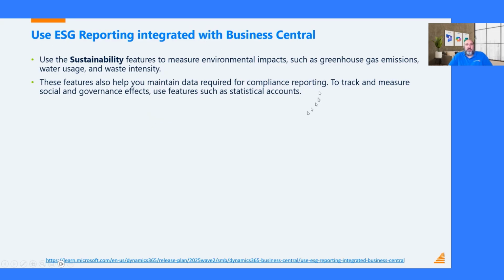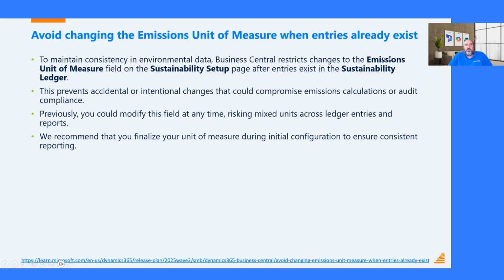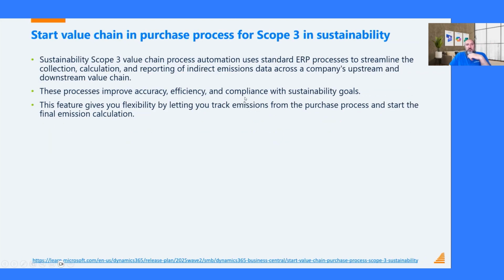Use ESG reporting integrated into Business Central. Avoid changing the emissions unit of measure. This apparently was a problem because people would start posting in one unit of measure and then switch to a different unit of measure, which would mess up the reporting. So now there's a setting in the sustainability setup so that you can't change the unit of measure once you've started posting transactions.